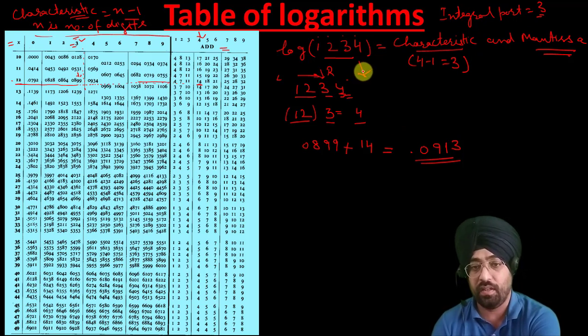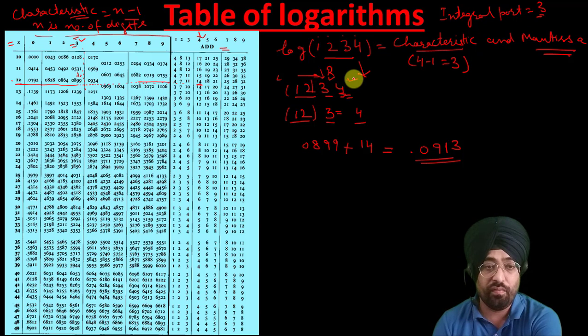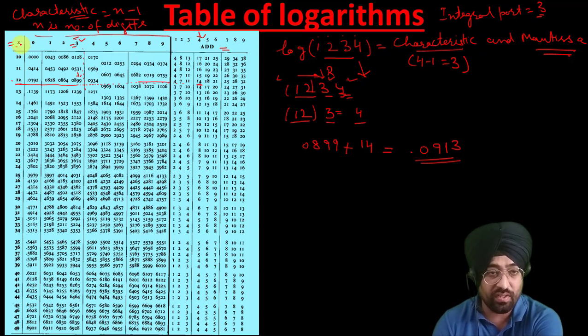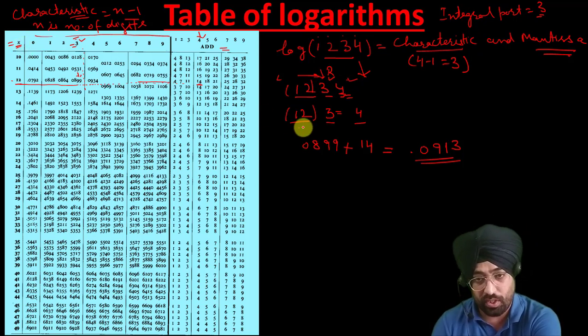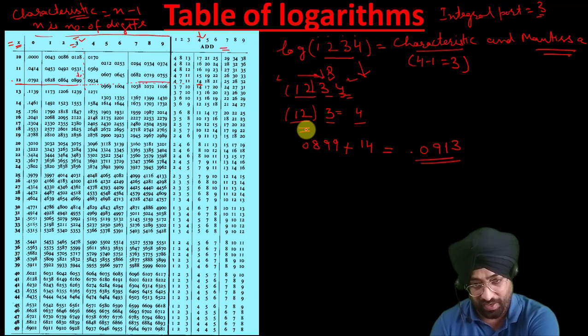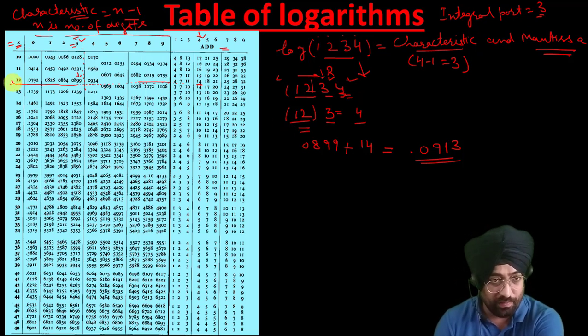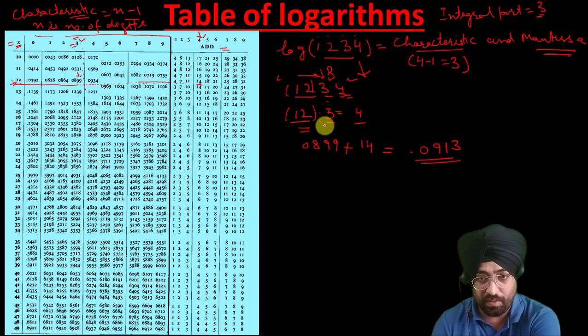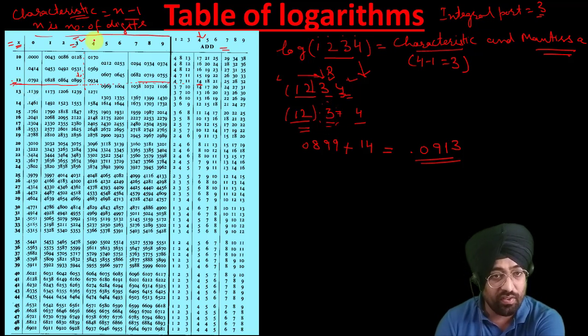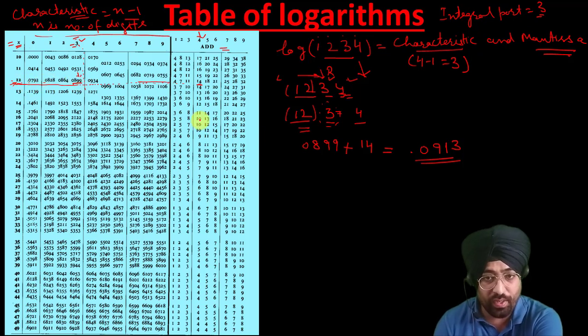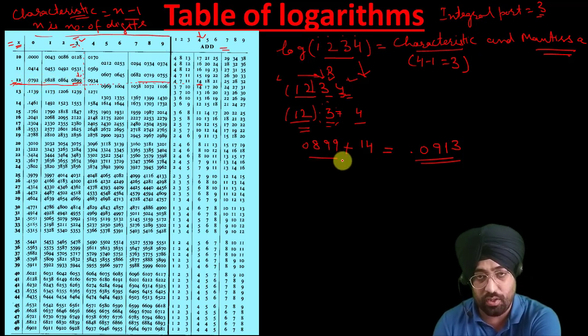First split this number into three parts: take the first two digits, then the third digit, then the fourth digit. First find the value in the first column corresponding to the first two digits. This was our 12, so we go to 12. Then we look at its value in the third column, since the third digit was 3. Its value for 12 in the third column was 0899, so we have written this value.